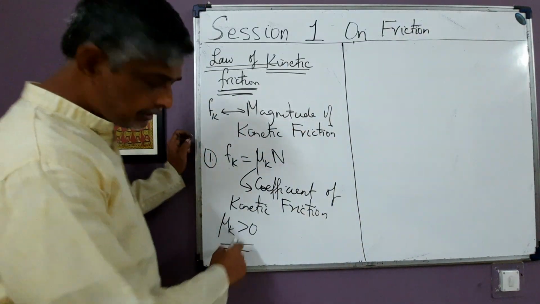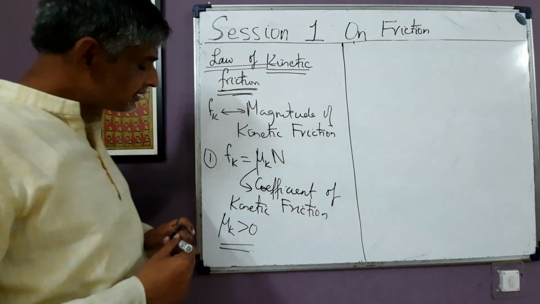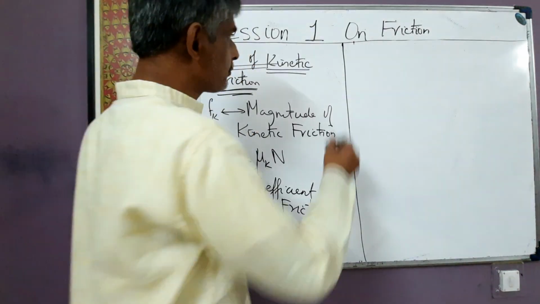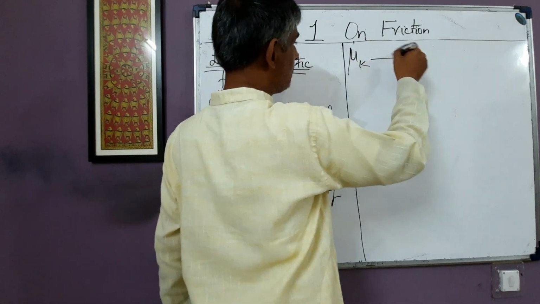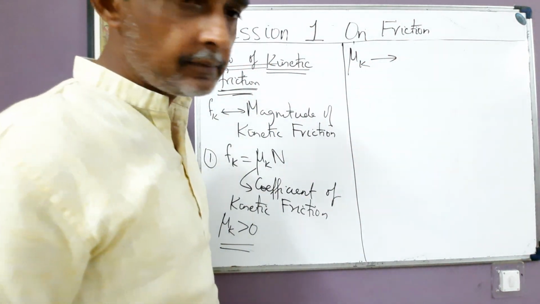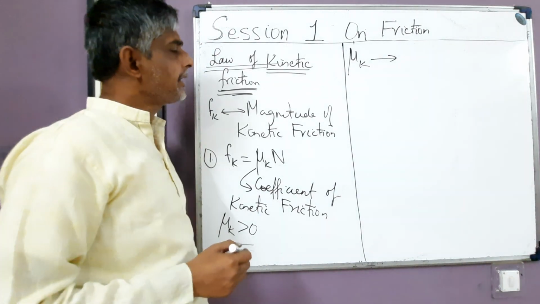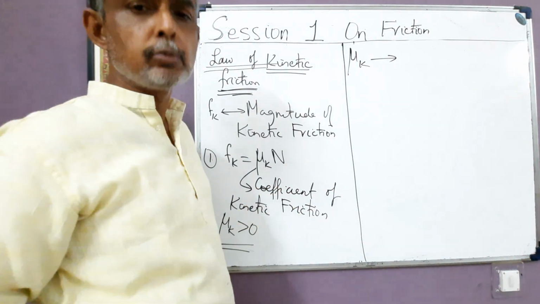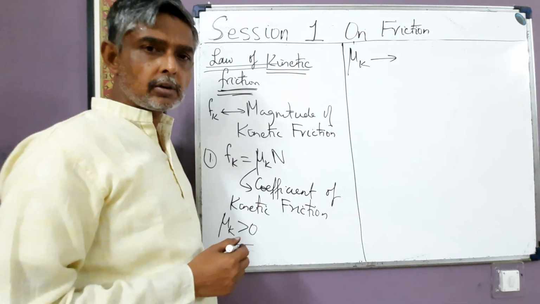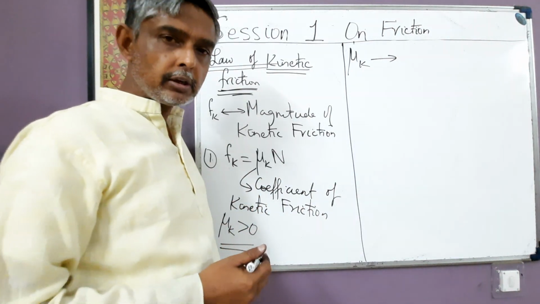So mu k is a non-negative quantity, and the value of mu k is a joint property of the two surfaces of the two bodies in contact. It's a joint property. Its value depends on the nature of the surfaces of the two solid bodies in mutual contact, and it also depends on the degree of roughness or smoothness. The rougher the surfaces in contact are, the more the value of mu k. Less rough, less the value of mu k.